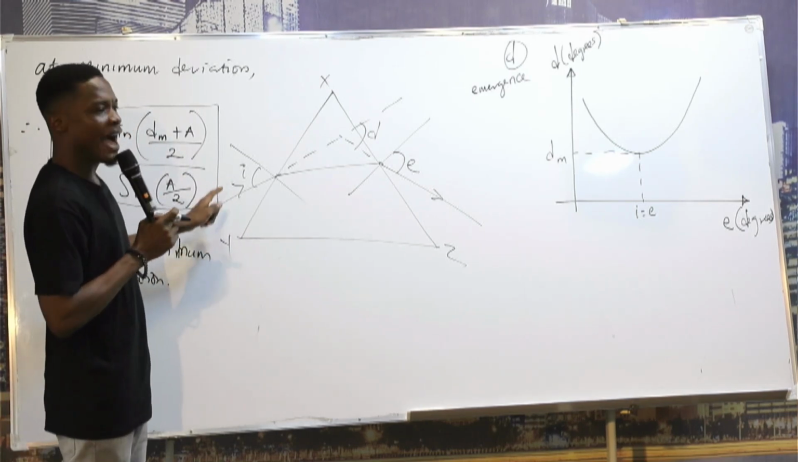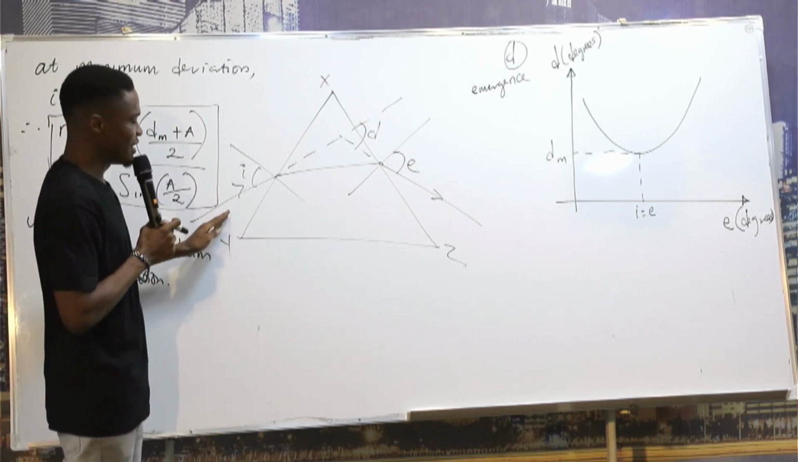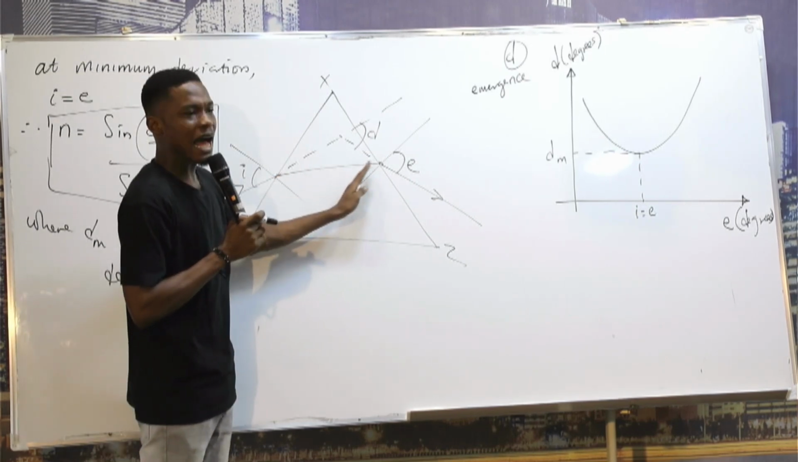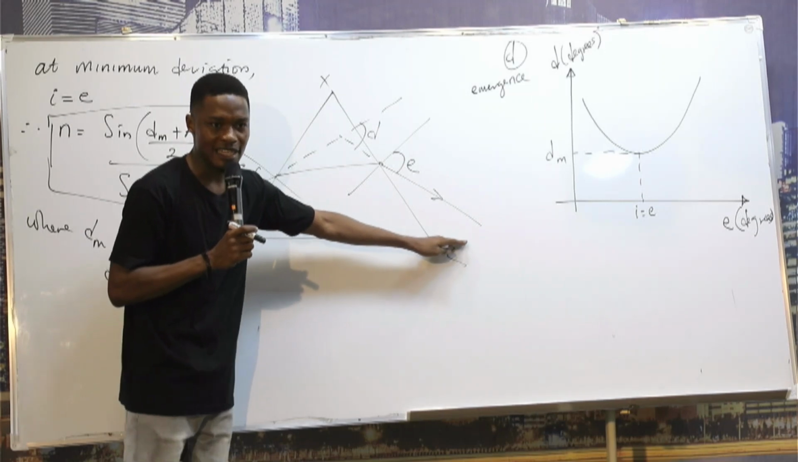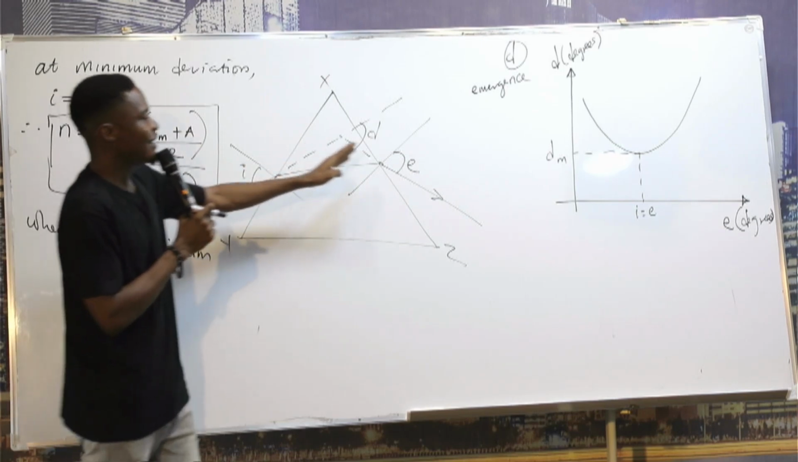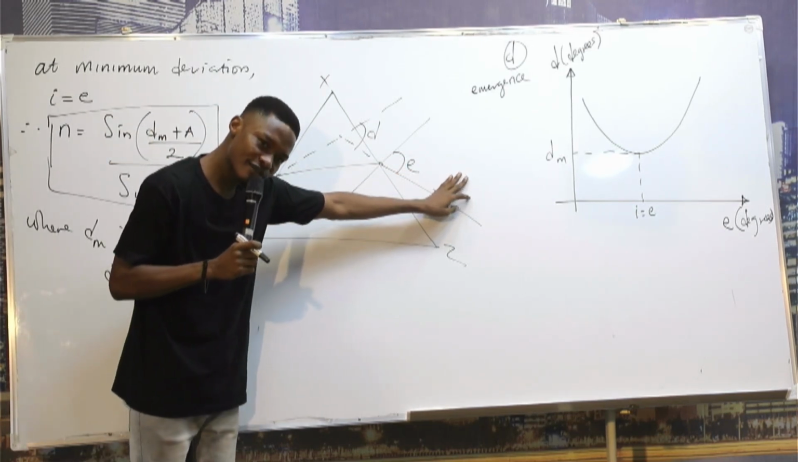Now, when we have a ray of light entering the prism from this face, refraction will occur and it will emerge on the other side. So we said that I is the angle of incidence and E is the angle of what?